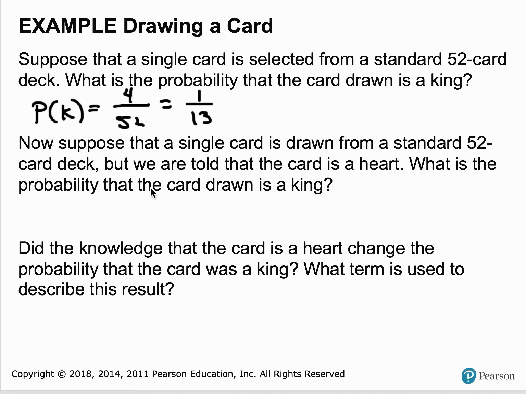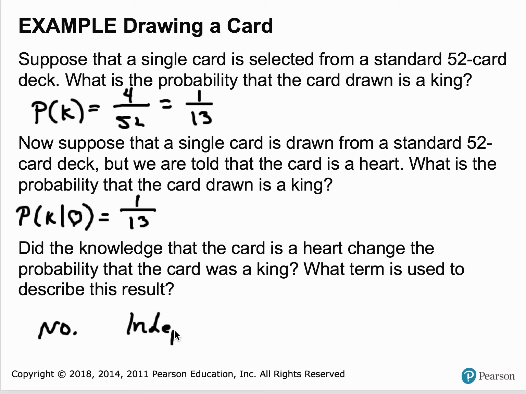Now suppose that a single card is drawn from a standard 52 card deck, but we're told that the card is a heart. What's the probability that the card drawn is a king? So we want to know what's the probability that we have a king given that it's a heart. Okay, so this is the number of cards that's kings and hearts out of the number of cards that's hearts. Okay, did the knowledge that the card is a heart change the probability that the card was a king? No.